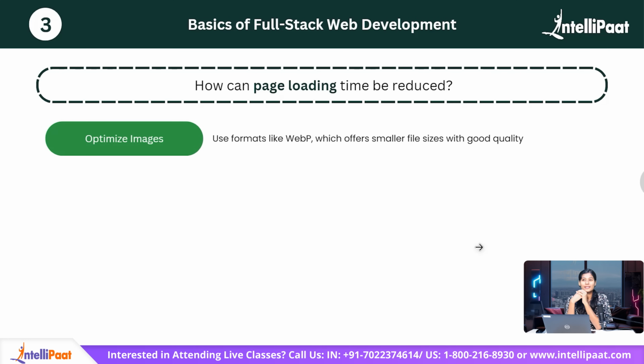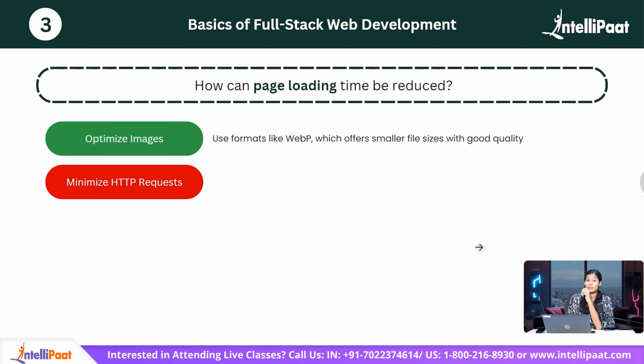Instead of using formats like JPG or PNG, you can use WebP formats, which offer smaller sizes but with good quality itself. Next, you can minimize the HTTP requests. You can put your CSS and JavaScript in the same file so that the number of HTTP requests your website has to make is reduced.